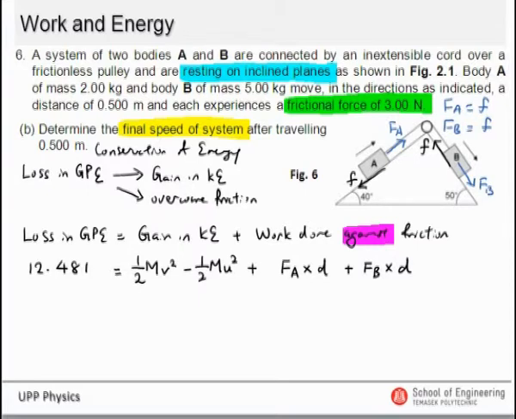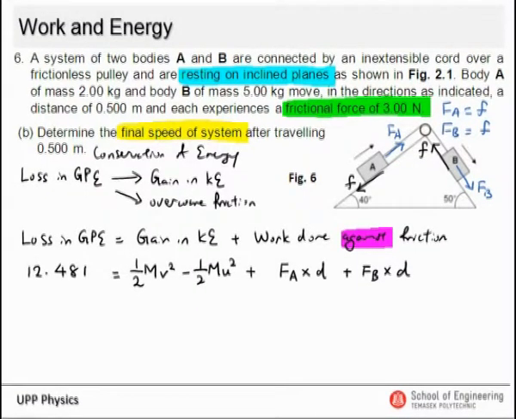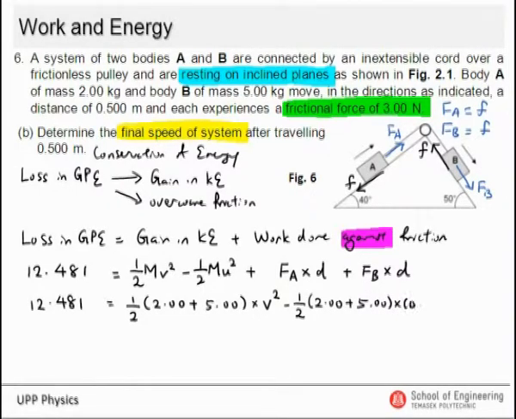Let's put in all the values. So we will have 12.481 equals half the combined mass M, which is the mass of A, 2 kg, plus the mass of B, 5 kg, times V squared, the final speed of the system, which we don't know yet, minus half the combined mass, 2 plus 5, times 0, because the initial speed of the system is 0.